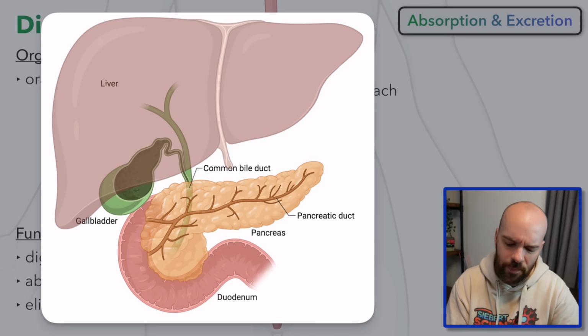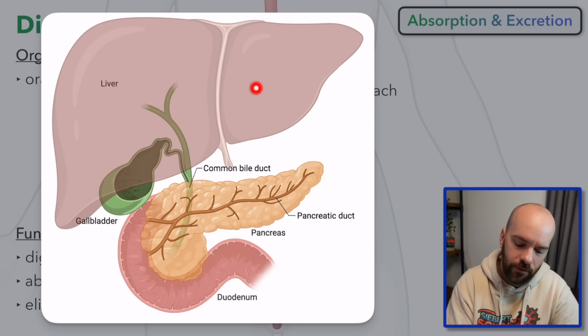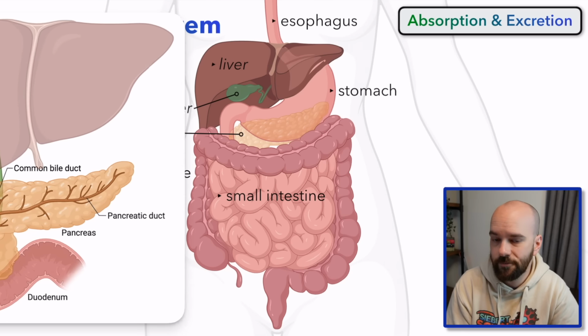We can see all this a little bit better in this diagram. Here we've got the liver, the gallbladder. So you've got these little tubes or ducts that connect those down to the duodenum. We can send that bile. And then we've got the pancreas with a pancreatic duct that's going to send the pancreatic enzymes into the duodenum of the small intestine.